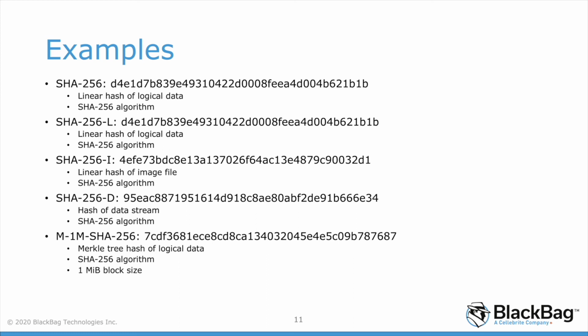And if you used a Merkle hashing approach, you could do what you see here in our last example, where we have the M that says we use a Merkle hash. And in this example here, we use 1M, so that's a 1 megabit block of data. And then we have our SHA-256 algorithm. And again, you could always have a -I or a -D if you were Merkle hashing the image file itself or the data stream itself.